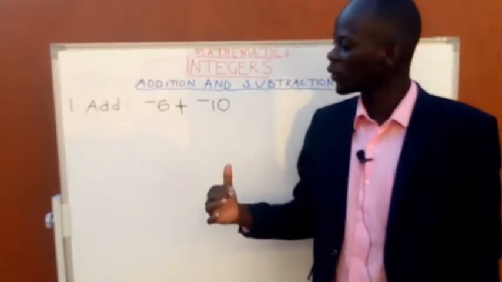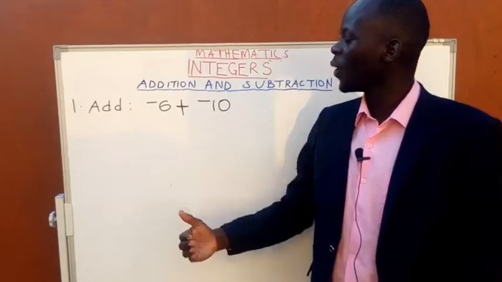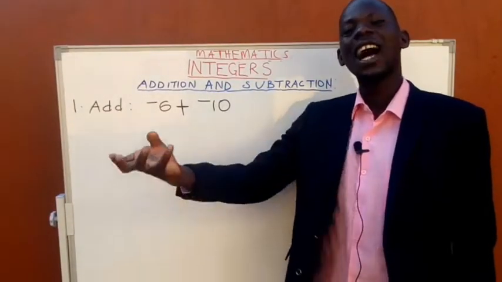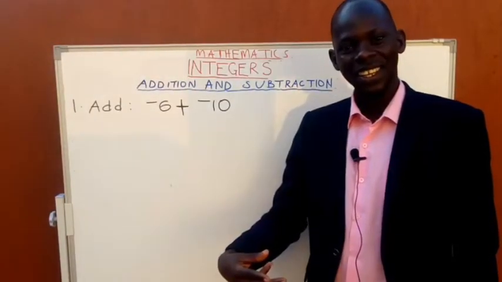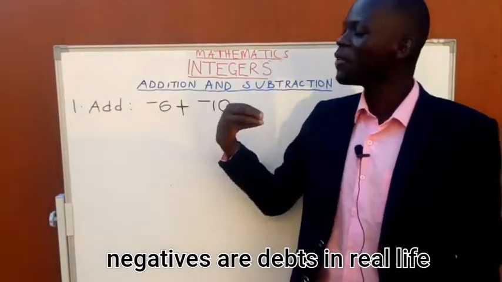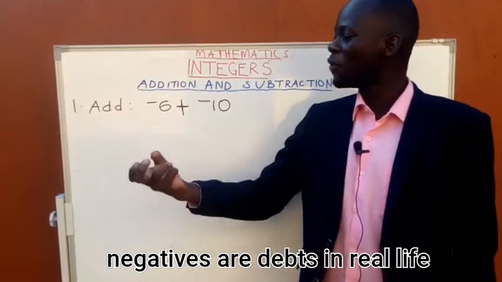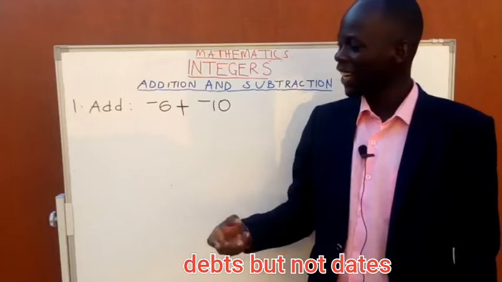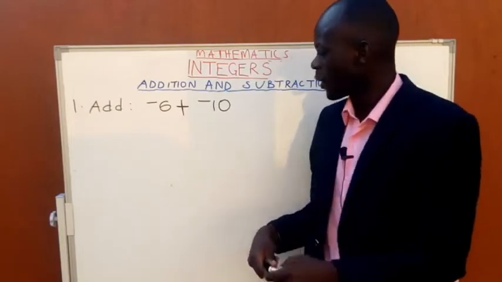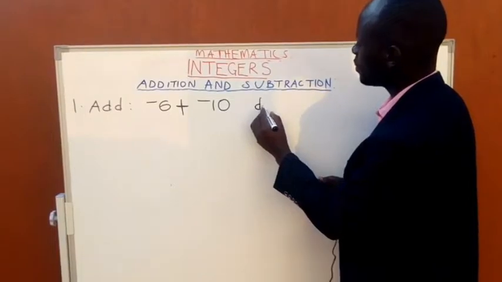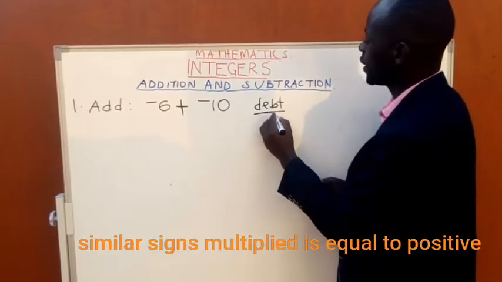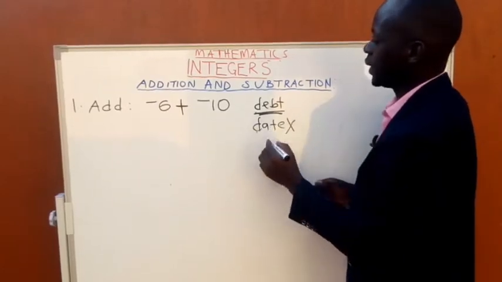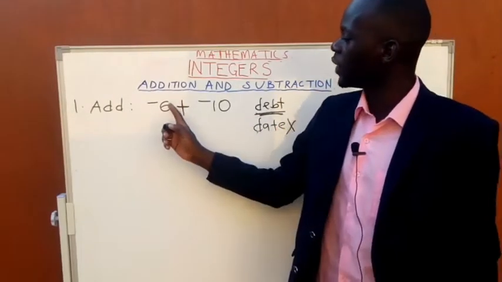And remember in the previous lesson, we told you that integers, when we are talking about negative, in a real life situation, those are debts. You already have a debt of negative 6. You get me, right? A debt of negative 6. This is what I'm meaning. A debt. Not date, but debt. You already have a debt of negative 6.